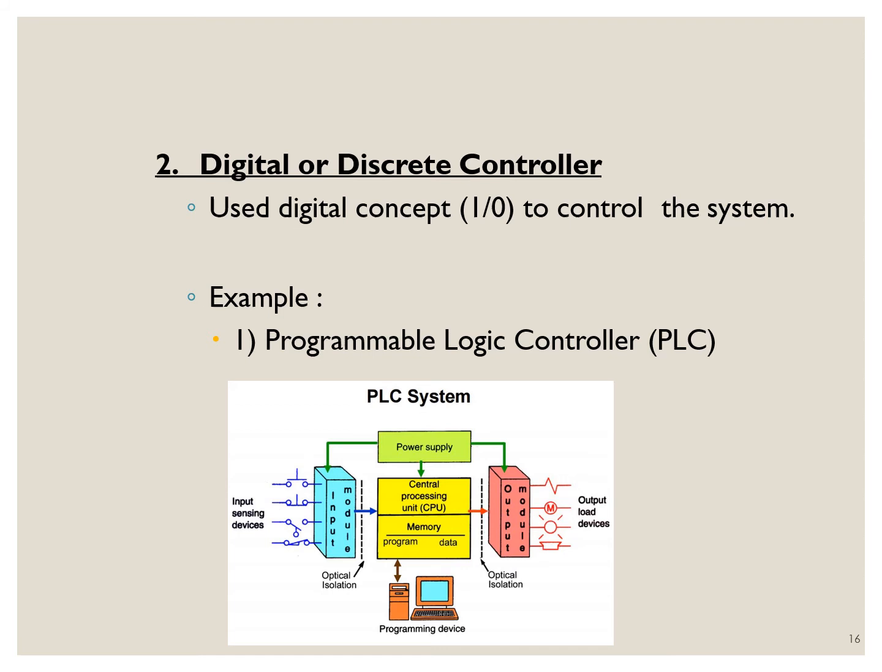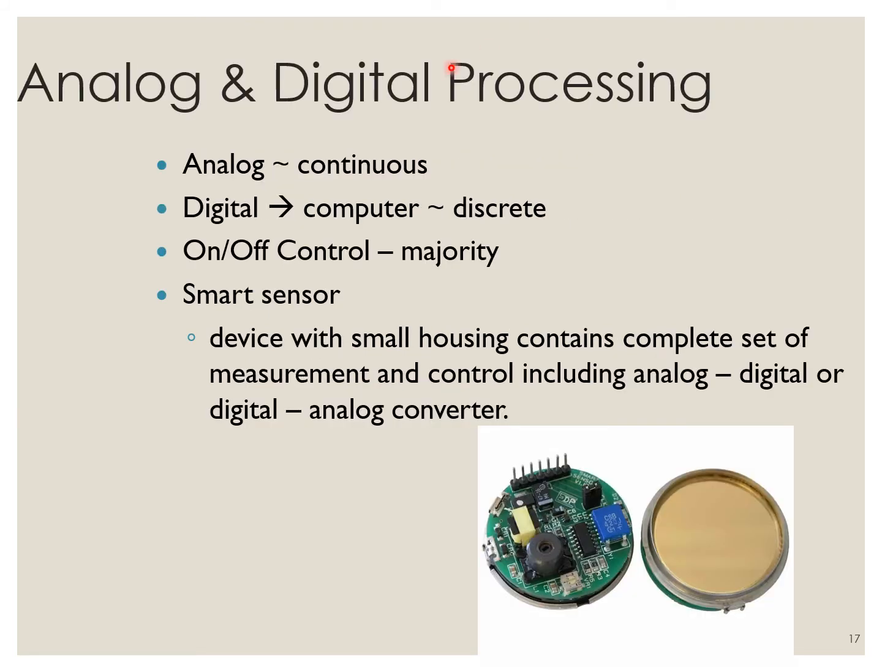For example, a valve. Okay, analog and digital processing. Analog, normally the signal is continuous. Digital, normally we use a computer, and it is in a discrete manner. Majority we use on-off controller.